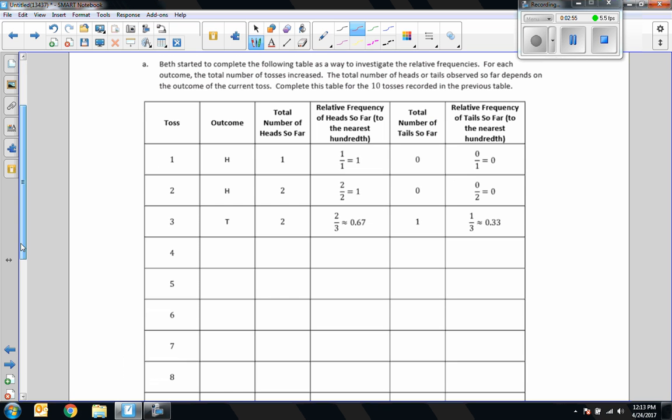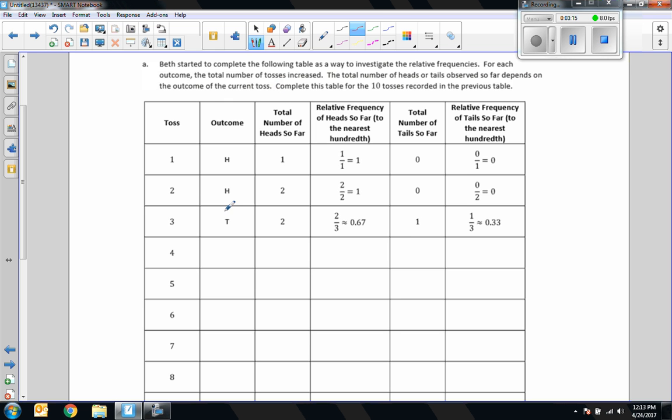Alright, so A. Beth started to complete the following table as a way to investigate the relative frequencies. For each outcome, the total number of tosses increased. The total number of heads or tails observed so far depends on the outcome of the current toss. Complete this table for the 10 tosses recorded in the previous table.